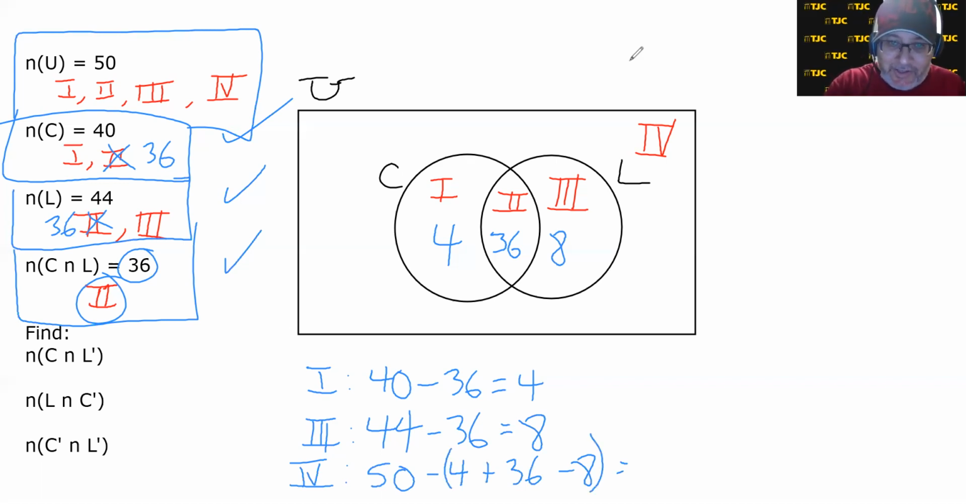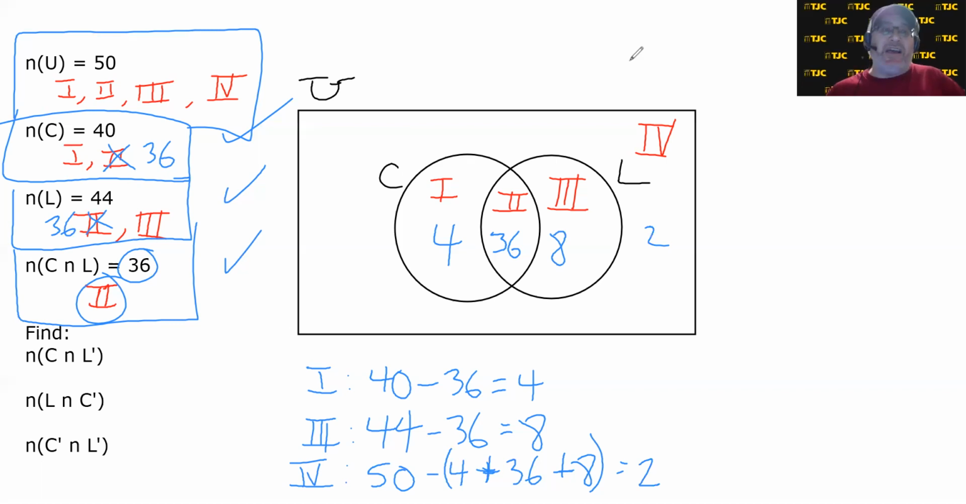Symbolically, it would be written like this, the parentheses meaning add all these numbers first, now subtract the total from 50, which is a little bit easier. 4 plus 36 is 40, plus 8 is 48, 50 minus 48 is 2. There are 2 states out there. So with the given information, I've not only drawn a Venn diagram, but I've written a cardinality for all the regions that satisfy the 4 given conditions. Total of 50, circle C totals 40, circle L totals 44, and the intersection is 36. And now that I've got all the cardinalities of all the regions, I can answer my questions.